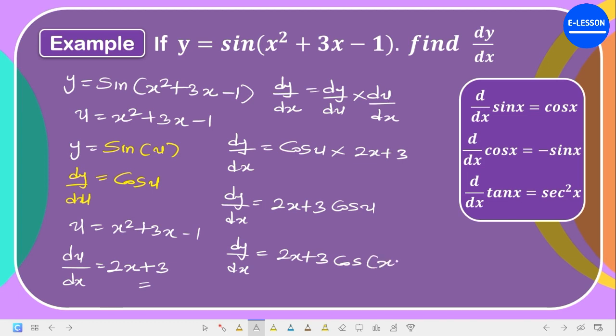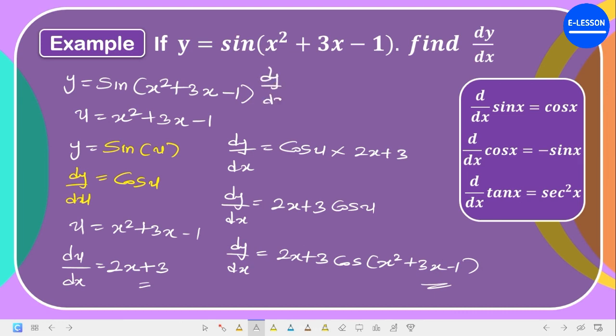Your u is s squared plus 3x minus 1. So that is the solution to that question. Now if you want to try the shortcut to solving this, you may encounter some issues along the way, but we can also do it.